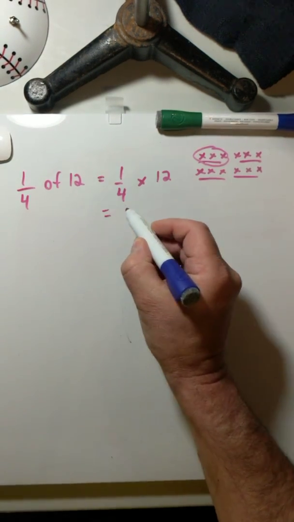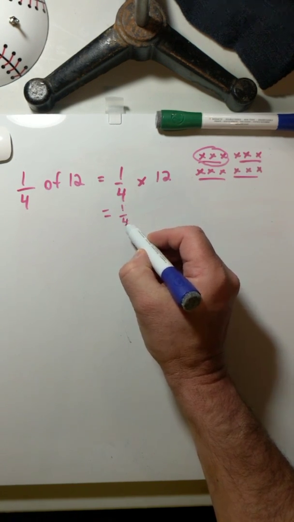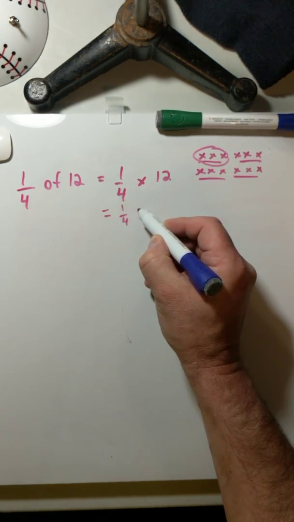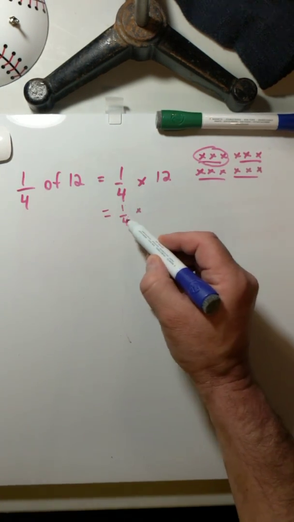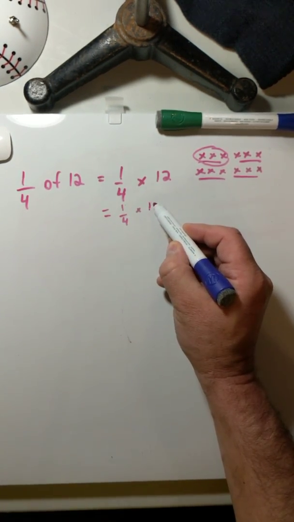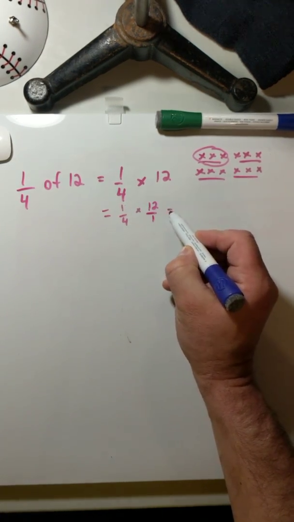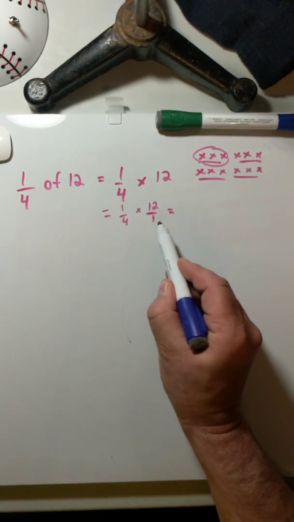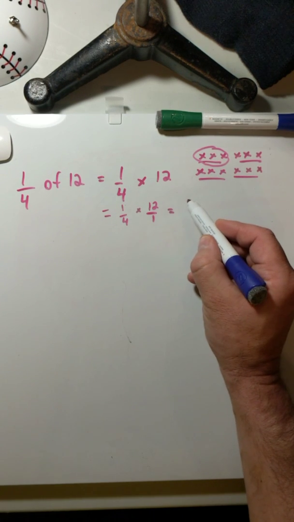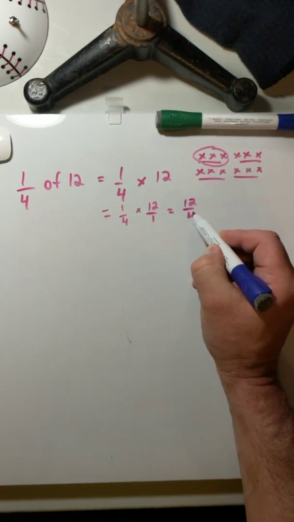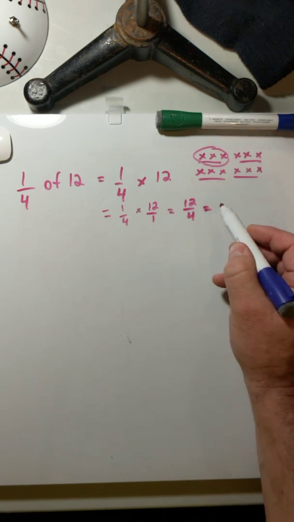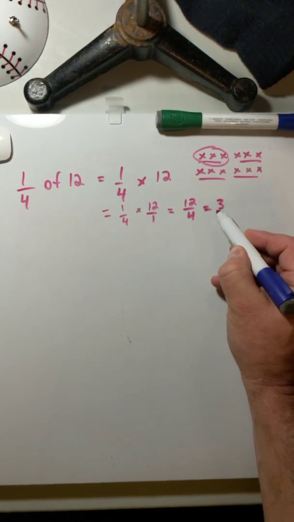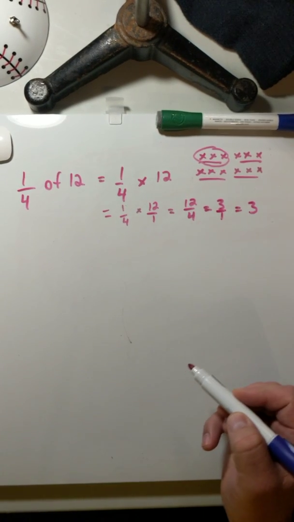Now how to do that with a method involving the numbers is to think of 1/4, leave it as 1/4, and then write 12 as 12 over 1. And when you multiply fractions, you just multiply straight across. So the numerators multiply and the denominators multiply. And then you can simplify that by saying what is 12 over 4? And it simplifies to 3 over 1, which is just 3.